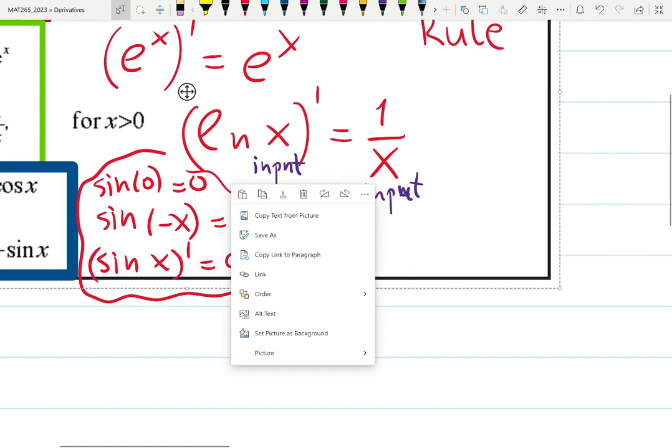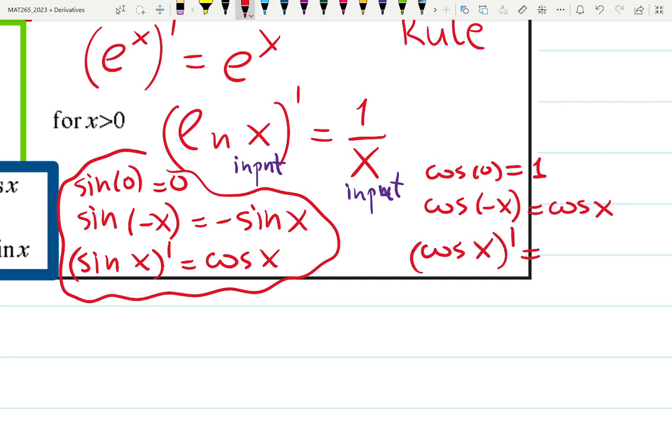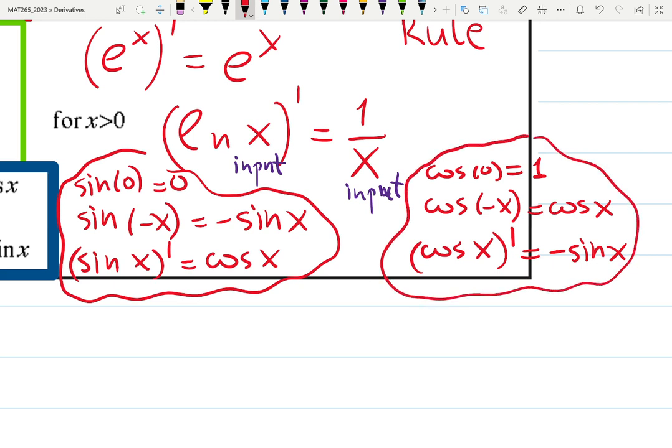While cosine is a weirdo. Cosine, on the other hand, at zero is not zero. What is it? One. What the heck. Like, why would it be one at zero? Cosine of minus x suddenly is just cosine x because it's even. It swallows the negative sign, while sine spits it out. And that also helps you to remember that cosine gives you negative sine. That is the idea. So you need to remember all of this.